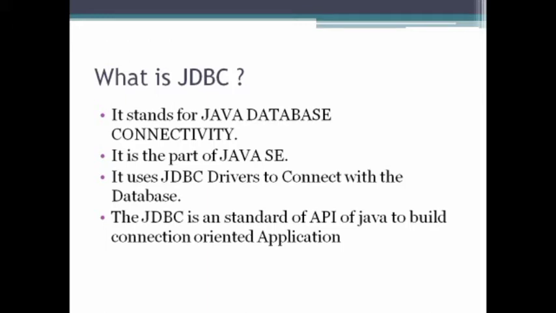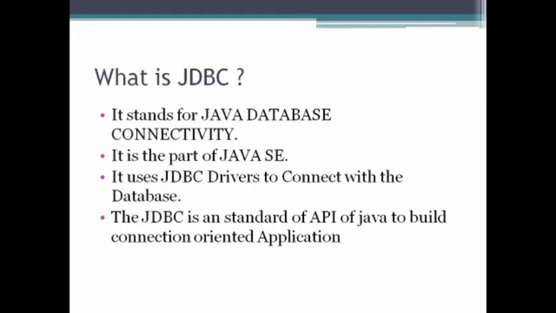JDBC is a standard API of Java to build connection-oriented applications. Now what is the meaning of a connection-oriented application? Let's see with an example. If there is an application which has some controls like text boxes, radio buttons, text fields, and buttons, and there is a database which contains some tables, and a user comes whose name is Ramesh, and he enters his credentials and other details such as age, mobile number, salary, etc., then we have to store these things in a table of the database.